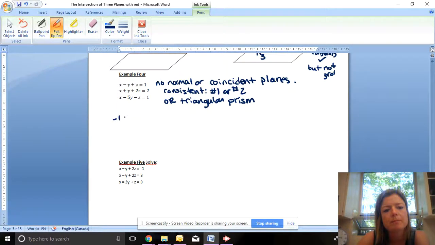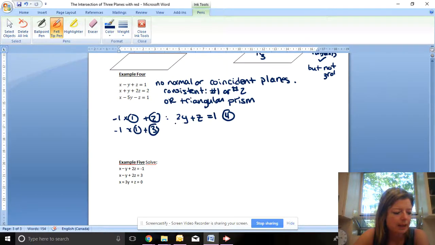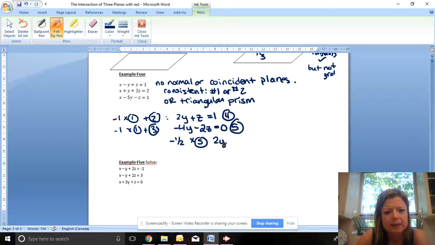You multiply equation 1 by -1, and you add it to 2, and you get 2y plus z equals 1. You're feeling all good. Then you do the same thing again, and you add it to 3. And you get -4y minus 2z equals 0. And you're like, sweet, now I get to solve this system. So you multiply -1/2 times equation 5 to get 2y plus z equals 0 to get equation 6, because you can scale 5 to get 6.